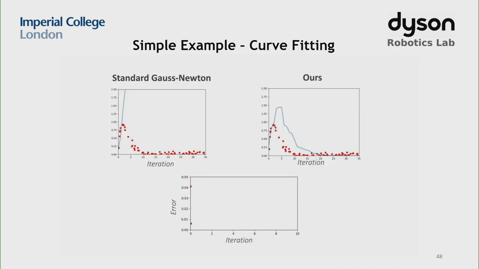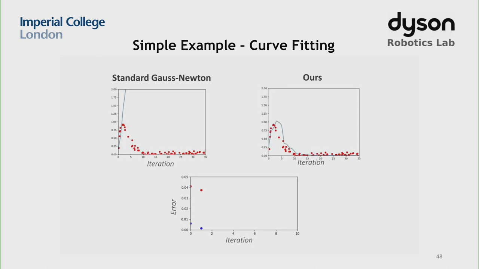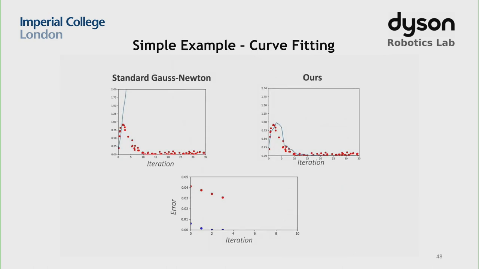We trained an example like this on some very simple curve fitting. This is a problem which you would usually find in the sciences: how do you find a best fit curve for some noisy data? On the left is a standard Gauss-Newton optimization, and on the right is our RNN second-order optimizer. You'll see that the RNN converges a lot faster. At the third step, it's already converged, and the standard Gauss-Newton optimization takes a lot longer to decrease that error.